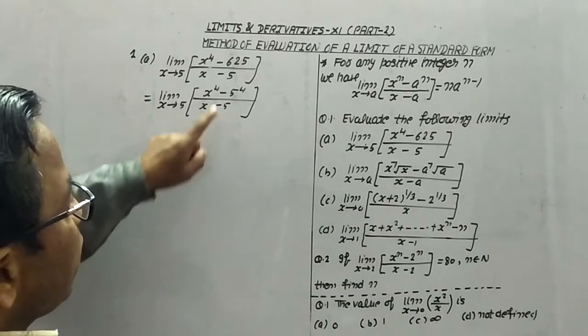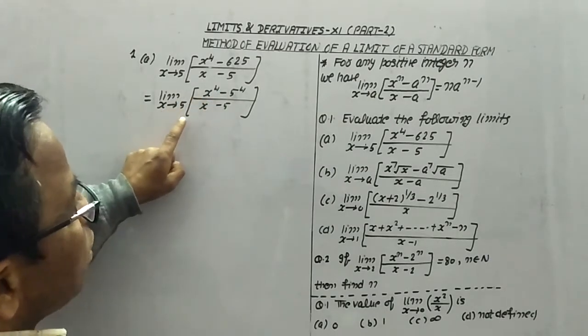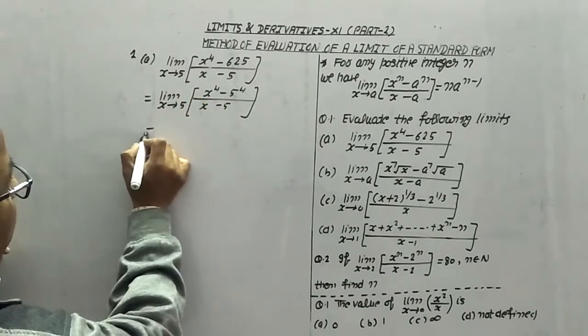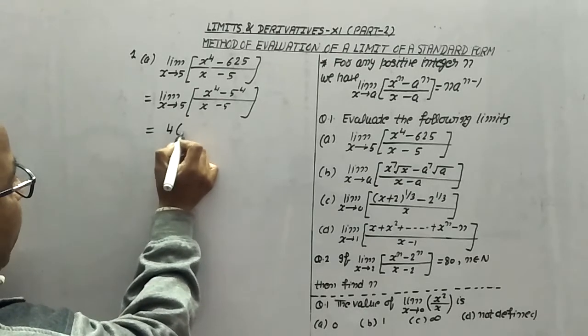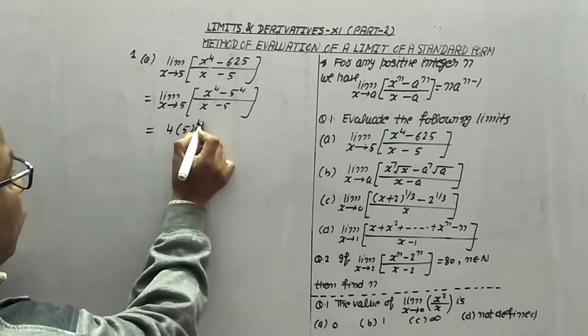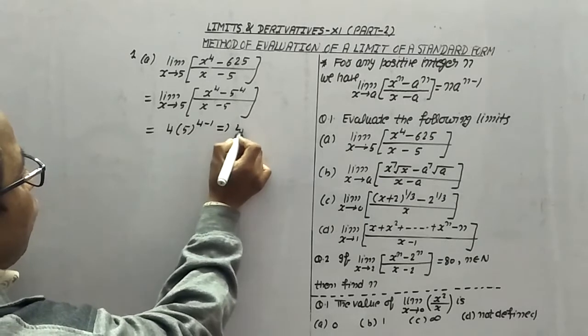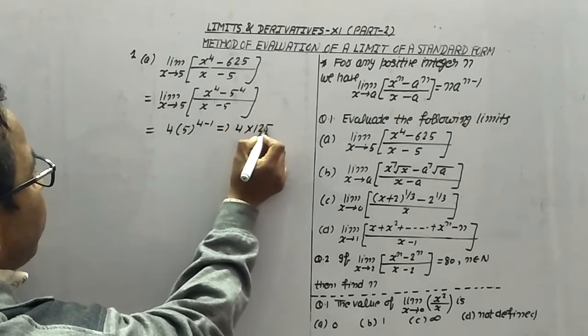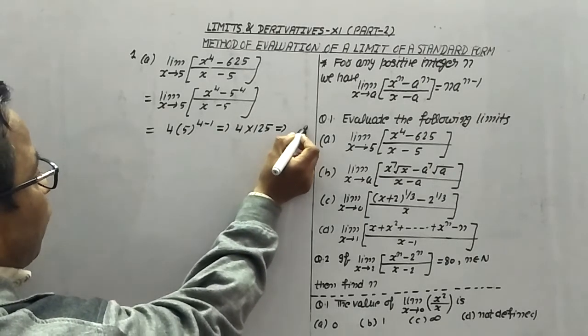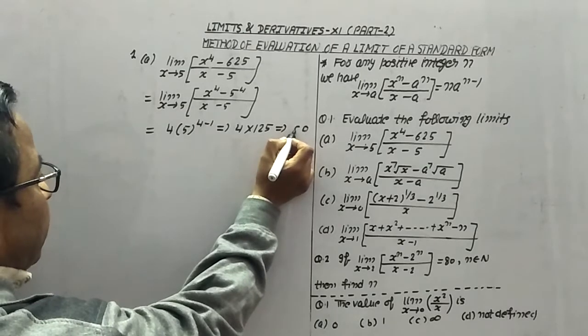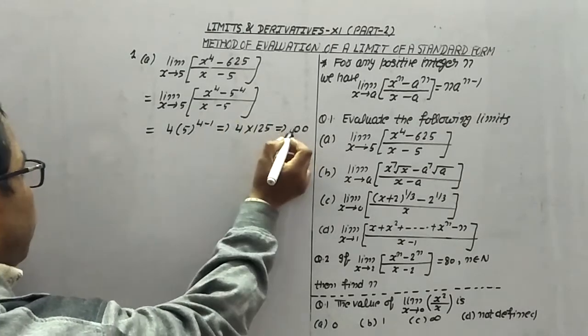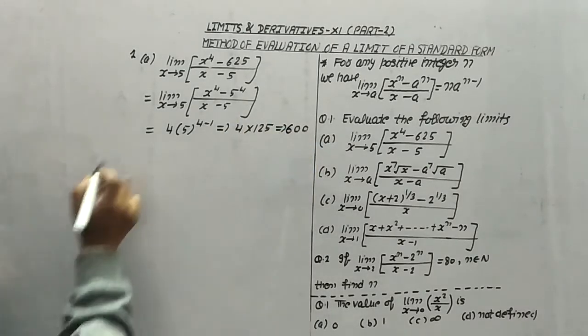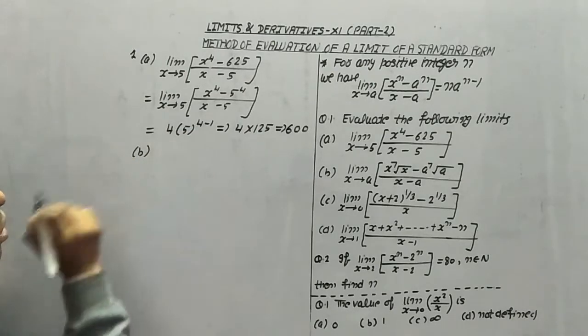Here n is 4 and a is 5. Therefore we can apply the rule n times a^(n-1). It means this becomes 4 into 125. 4 fives are 20, 4 twos are 8, and this becomes 500. This will be the answer for this part.